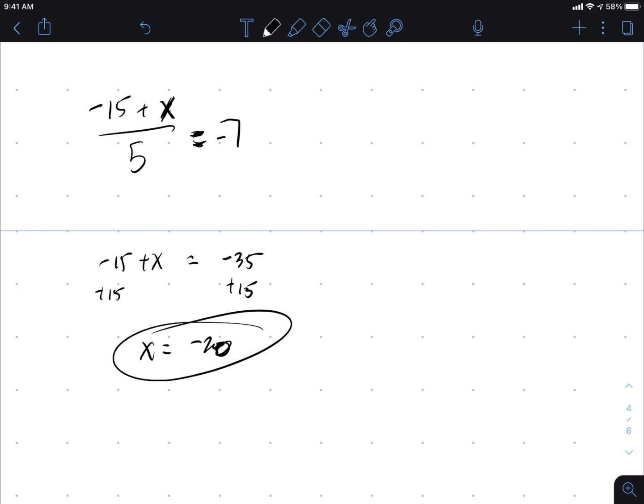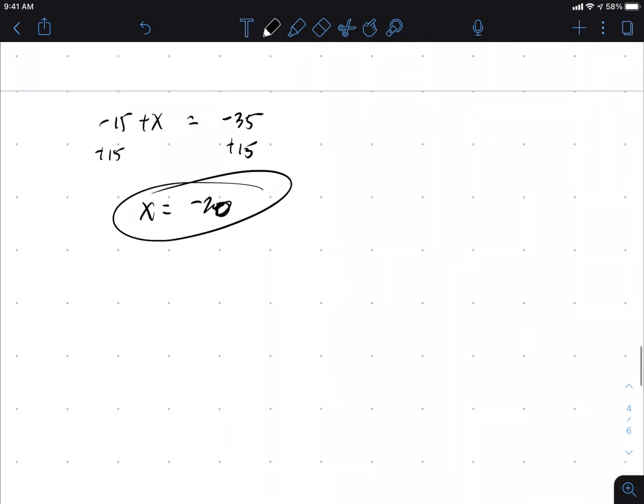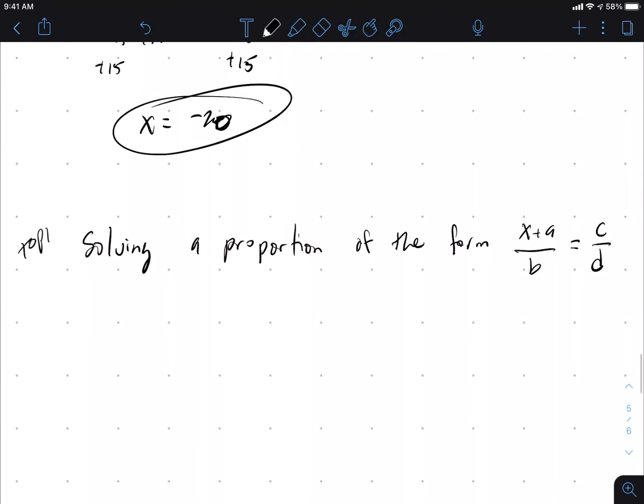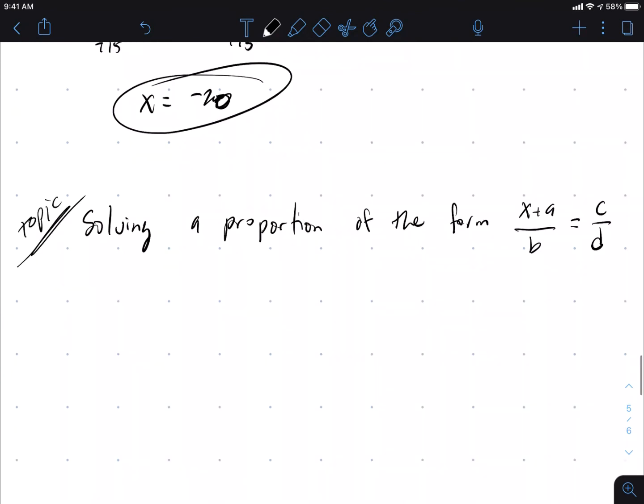One more topic I want to talk about, and then I want to give you guys a chance to ask questions on any topics that you might be struggling on, because I think it's important to let you ask questions. Here's this one. It's solving a proportion of the form x plus a over b equal to c over d. Okay, so that's the topic. And here's an example. So 5 over 2 is equal to 3 over x minus 5.